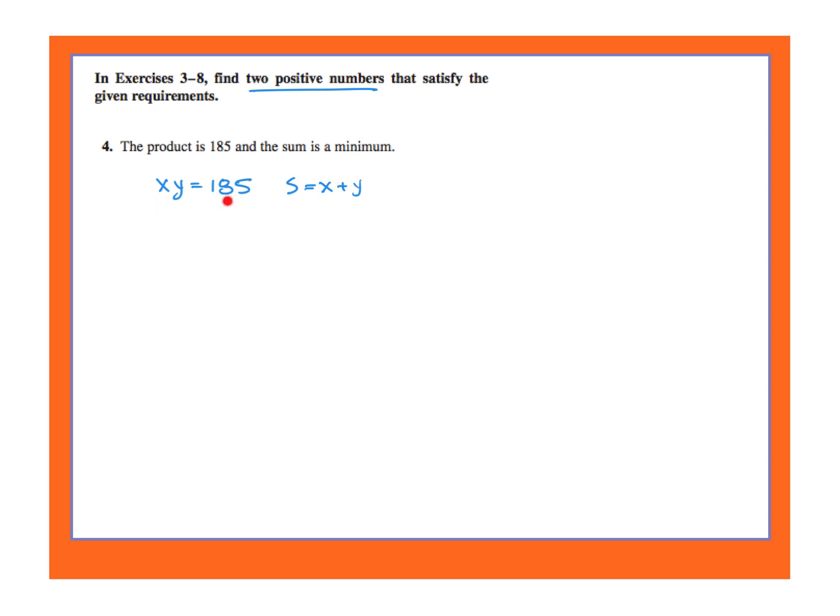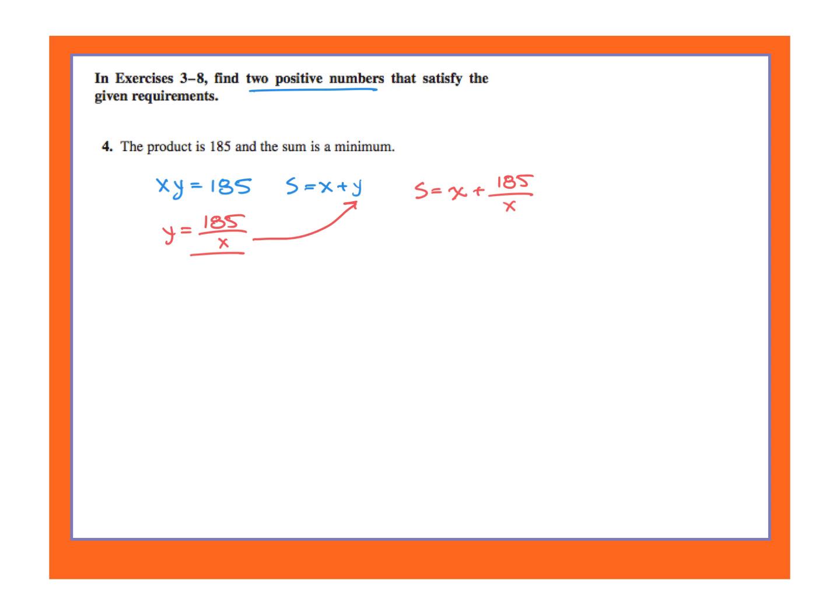That's where we're going to use our secondary equation. Which one do you want to solve for? y. Let's solve for y. So y is equal to 185 over x. Now I'm going to take that and back substitute it in right there. And so S is now equal to x plus 185 over x. Now my primary equation is in terms of one variable.